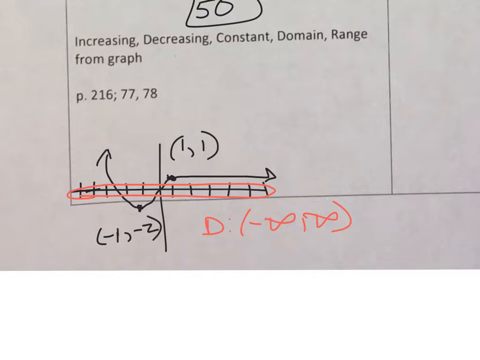For the range, I don't look at the x-axis, I look at the y-axis. So I'm looking down here on that axis. And we see we don't have any y values represented until I get to this y value of -2. And then all these y values up here would be represented because of that arrow. So the range would go from -2 to infinity.